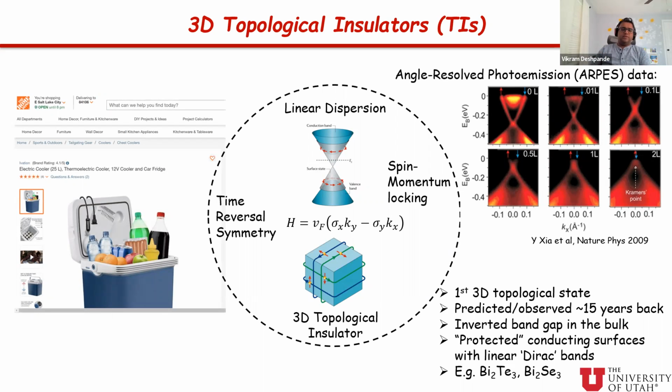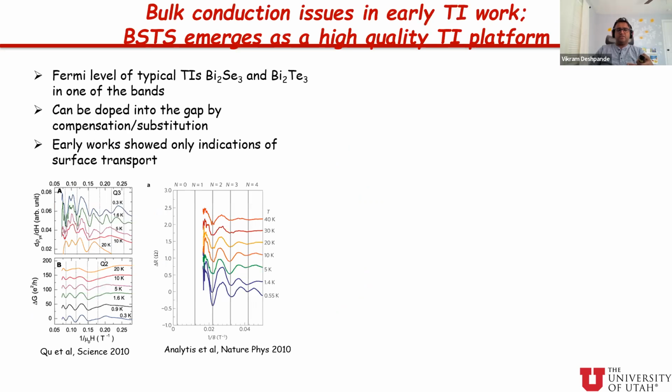So when other people who do transport measurements tried to look at these materials, they were not as successful. They were only able to see indications of these surface Dirac states and only indications of surface transport. That was because there was a big problem: the bulk of these materials was not actually insulating. The Fermi level was doped into one of the bands, and so a lot more work had to be done to get these materials to become more bulk insulating, right?